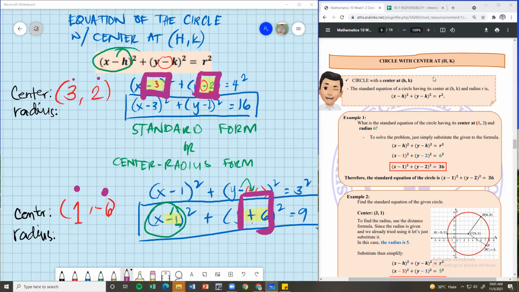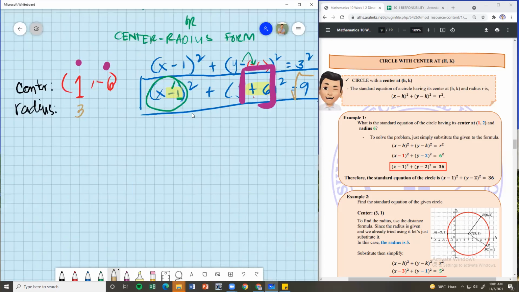Finally, for the radius, you just have to get the square root of the given in the equation. We have here 16. If this is 16, what's the square root of 16? That's 4. Got it? Look at this. What's the square root of 9? That's 3. Got it? This time, one more. I'll give you an equation. Give me the center and the radius.